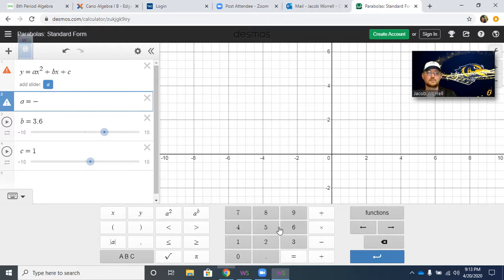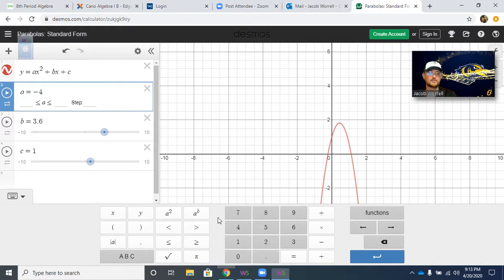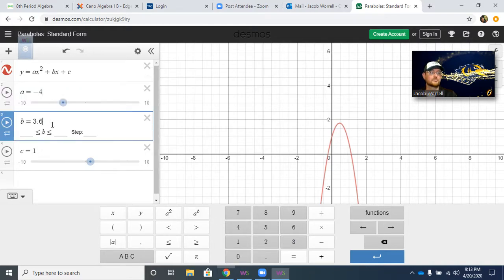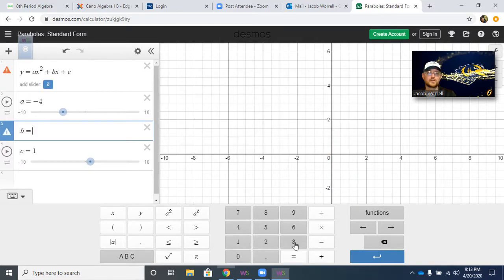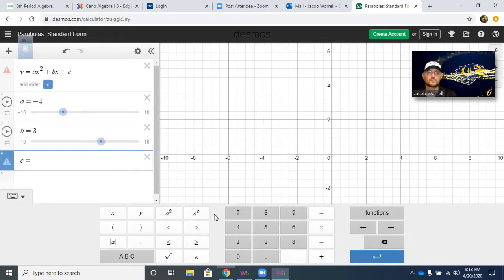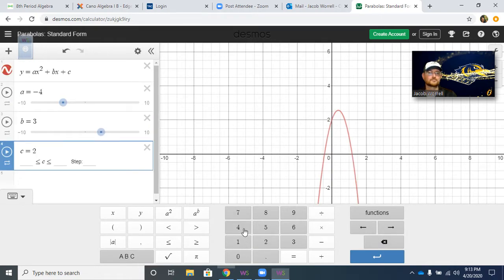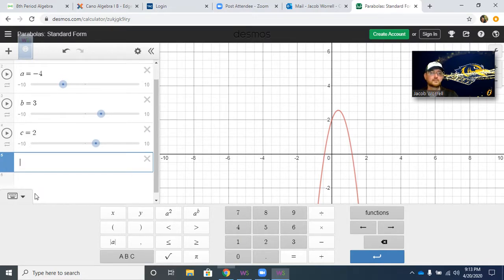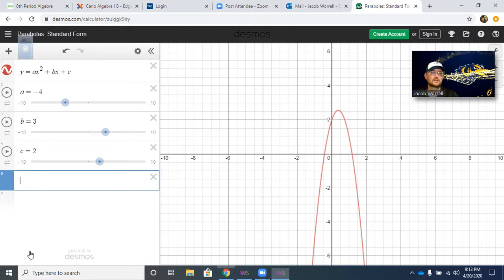And so let's say we want to make a negative 4. So I put negative 4 there. And then for b, let's change that to a whole number. We can just keep it at 3. And then c, we'll make that one 2. All right, so here we go. I've got it all plugged in. I don't need the keypad anymore, so I'm going to go ahead and minimize that.